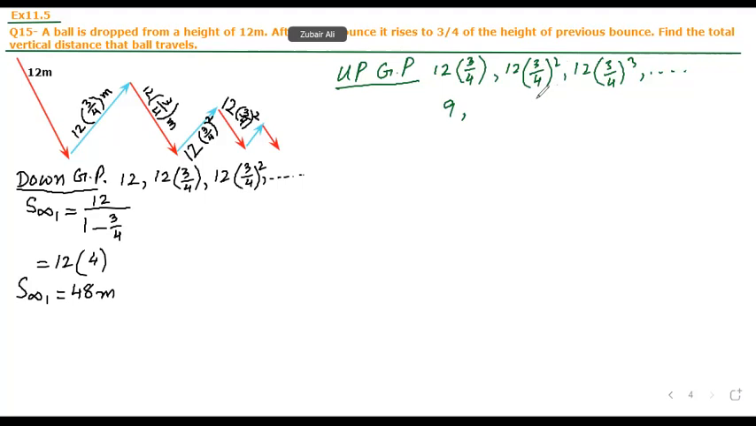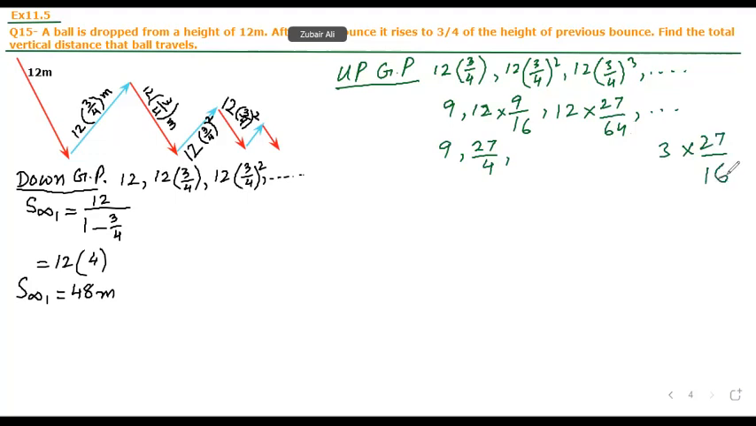Then I simplify this. This will become 9 upon 16 times 12, so 4 threes are 12, 4 fours are 16. So this will become 27 upon 4. And then 12 into 27 upon 64 will become 4 3s are 12, 16s are 16, so 81 upon 16, and so on.